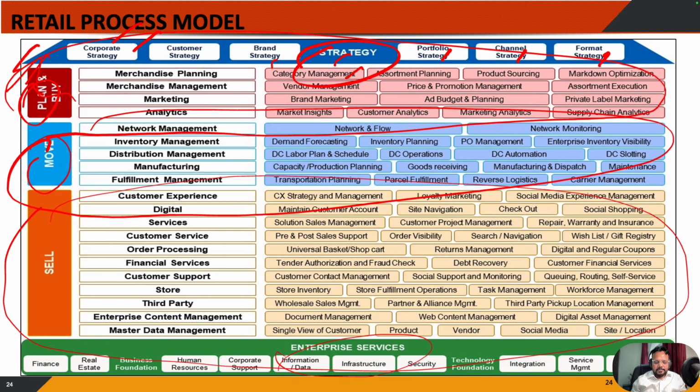The second one is planning and marketing, where retailers start by forecasting customer demand, planning products, and designing marketing campaigns. Then we move to fulfill, where products move through warehouses, distribution centers, and logistics to reach the stores and customers. Then we have sale, where the stores sell products, run promotions, and deliver customer service every single day.